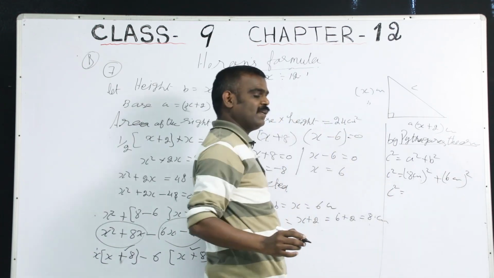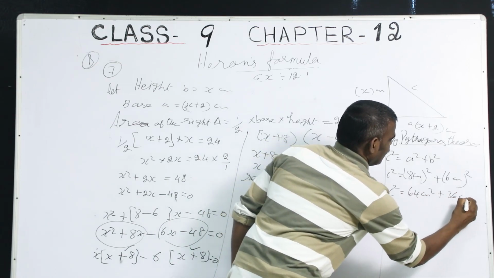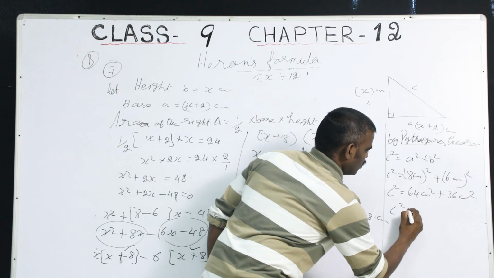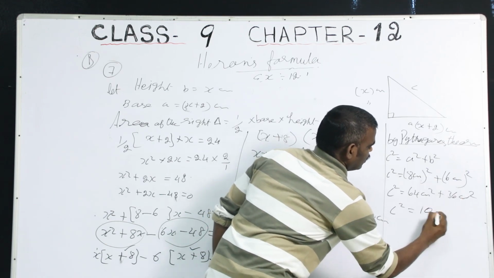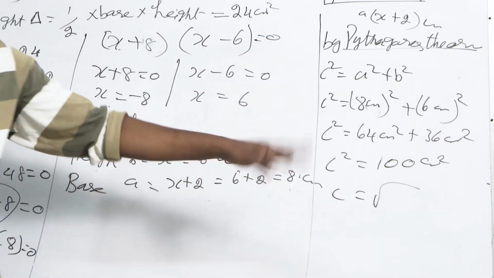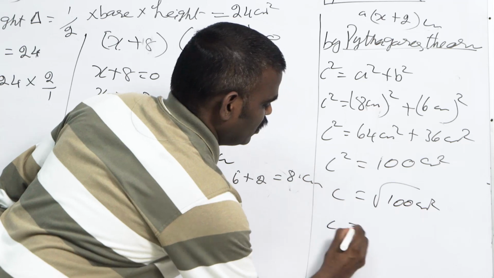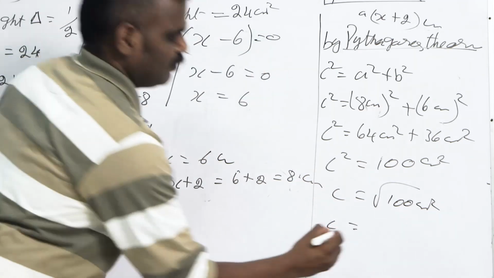Eight eights are 64 centimeter square. 6 square is 36 centimeter square. C square is how much? 36 plus 64. So, C is how many? If you remove the square on one side, you take the root. How much? 100 centimeter square. So, C equals, what is the square root of 100? 10.